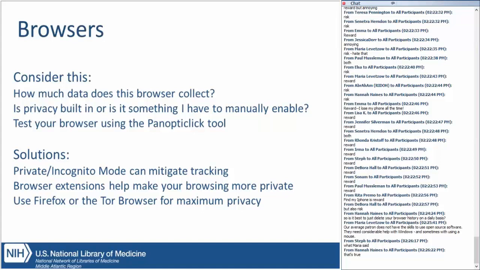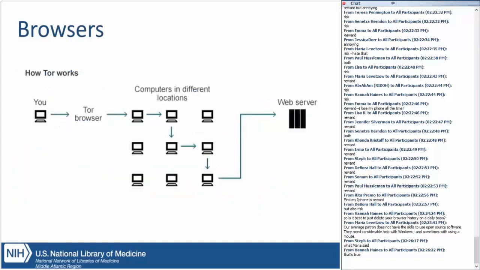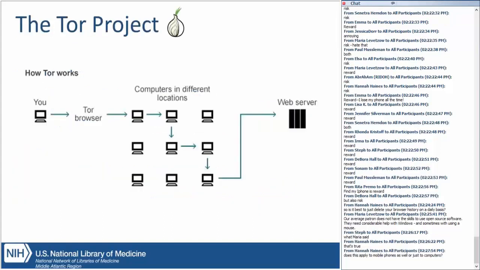Browser extensions can help make your browsing activity more private. Privacy Badger is a great tool that blocks trackers. HTTPS Everywhere ensures that your connection to websites is secure and encrypted. Really, Firefox and Tor browser are your safest bets when it comes to privacy. And that brings me to the Tor Project. This project began in 2006, but the idea of an onion router began in the mid-1990s.